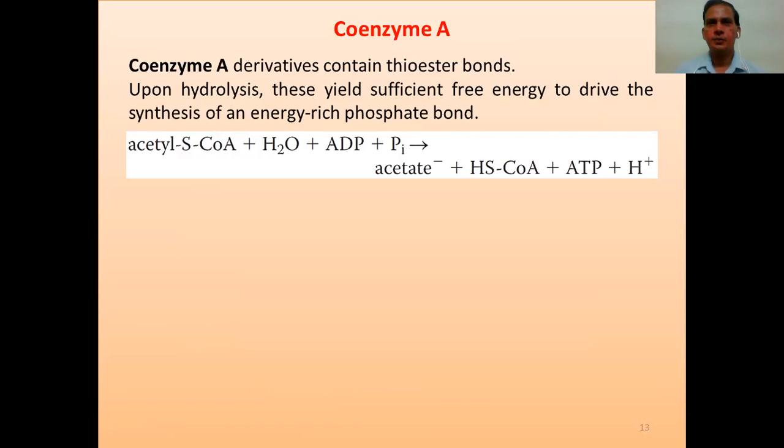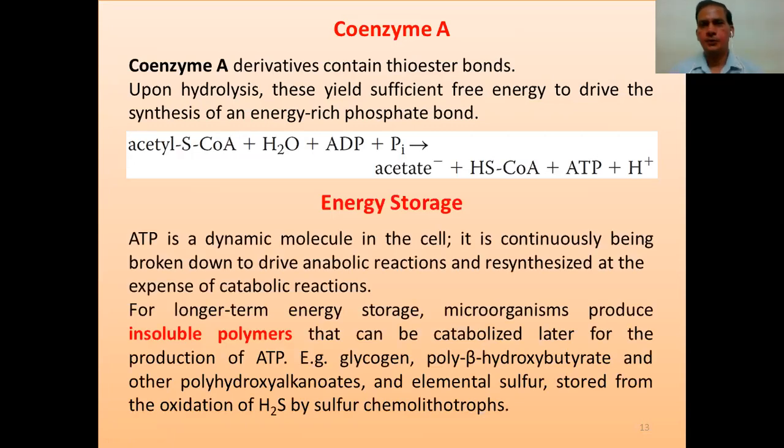Then there's another energy molecule, which is coenzyme A. This coenzyme A derivative contains thioester bonds. Upon hydrolysis, these yield sufficient free energy to drive the synthesis of an energy-rich phosphate bond. So acetyl CoA plus water, ADP and phosphate leads to the formation of ATP. So this coenzyme A drives the formation of ATP from ADP.